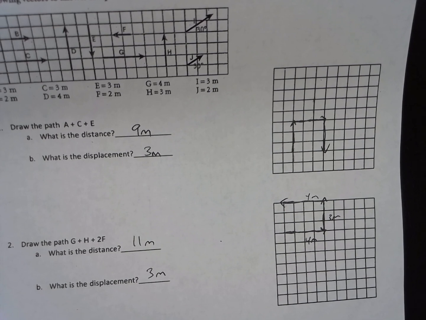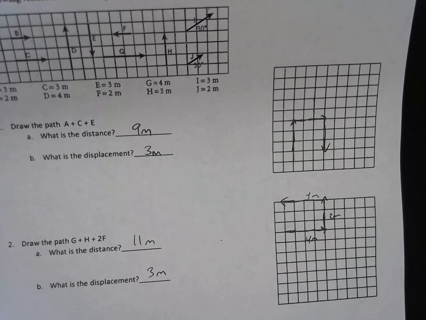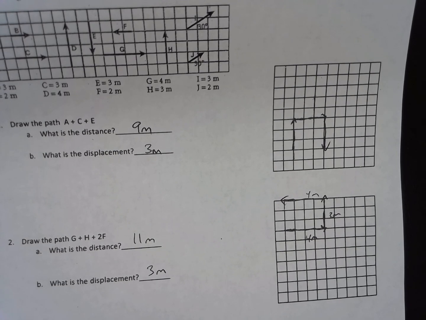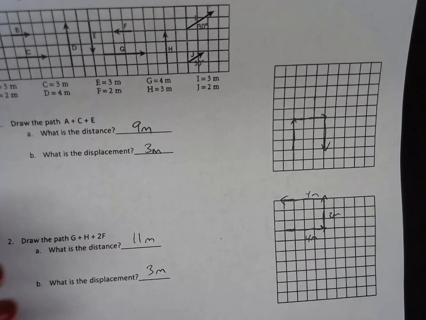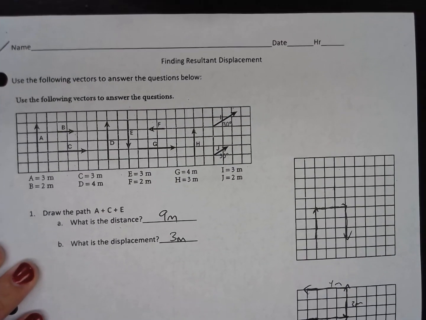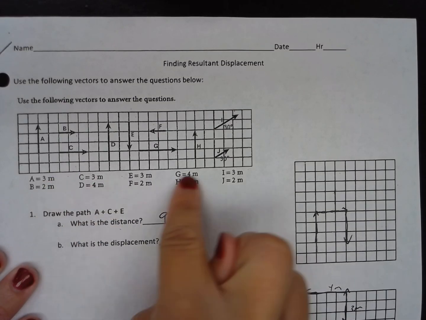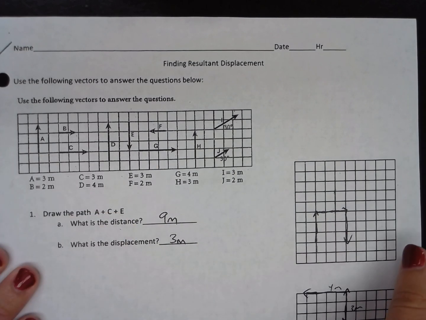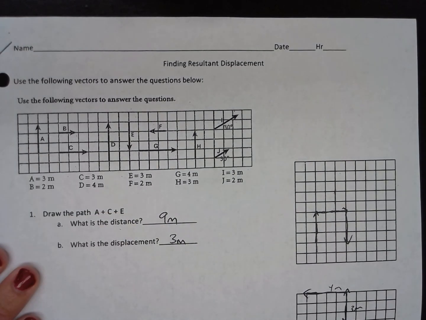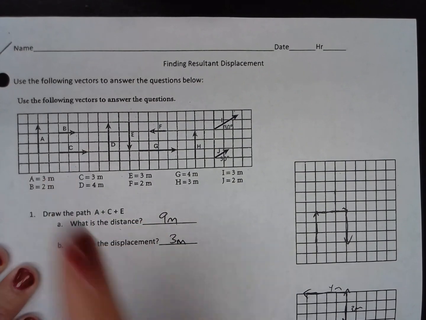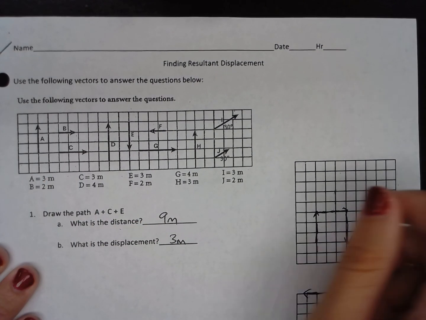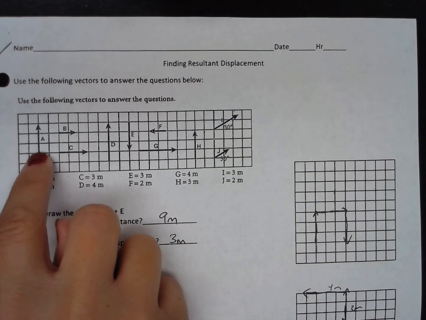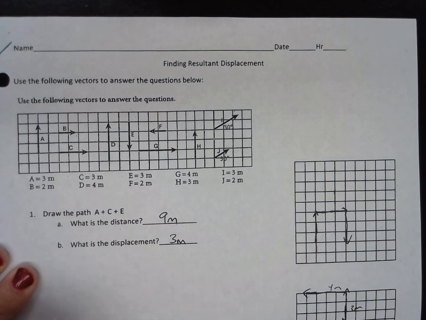All right, so we're going to take a second to check our worksheet now in order to really check our understanding. Make sure we have vectors down. So this is the finding resultant displacement worksheet. Remember, we're given this key here that shows us what the magnitude of our vectors are as well as the direction. So we always want to use this key, and we always want to use the vectors as the direction they have listed as well as the magnitude.